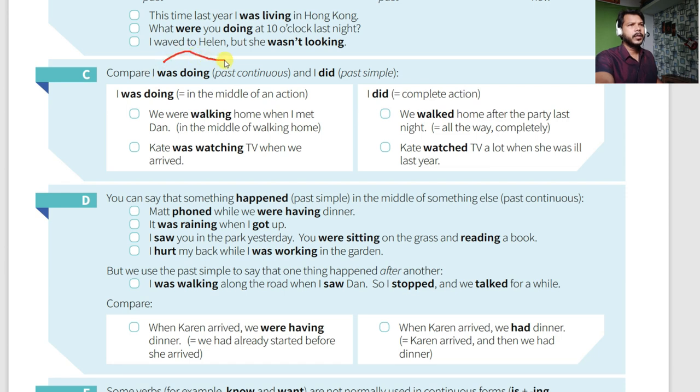Now see here. Compare I was doing. It means compare past continuous and I did, past simple. What is the difference? I was doing means in the middle of an action. And I did means completed action, which is what I have been teaching you for some minutes. We were walking home when I met Dan, in the middle of walking home.